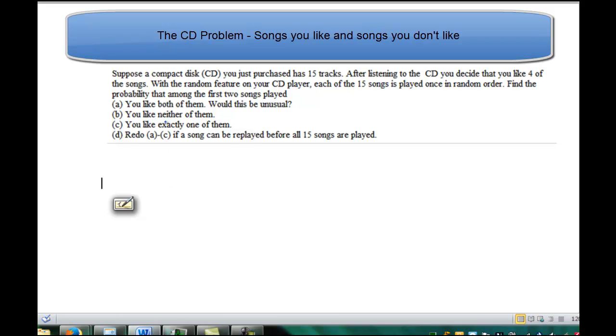B, you like neither of them. C, you like exactly one of them. And then D, we're going to go through and redo A through C, only assuming that songs can be replayed.